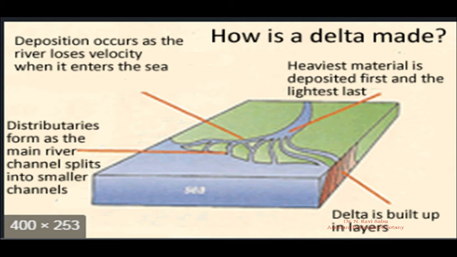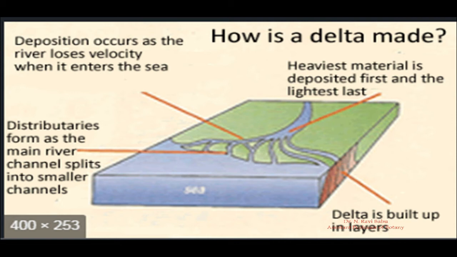And some deltas are extremely large. For instance, the Ganges Delta is almost as big as the whole of West Malaysia. And deltas extend sideways and seawards at an amazing rate. The river Po extends its delta by over 40 feet a year.